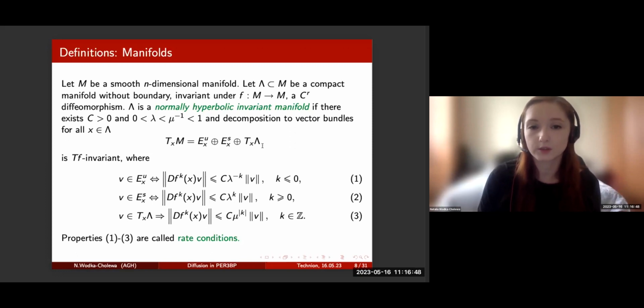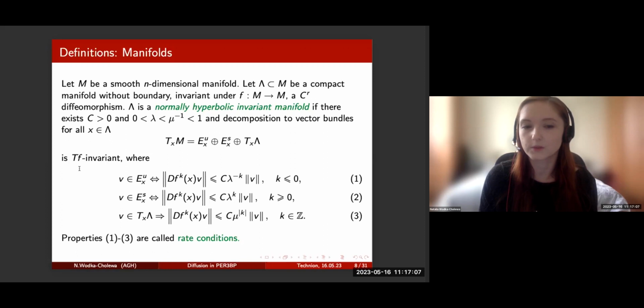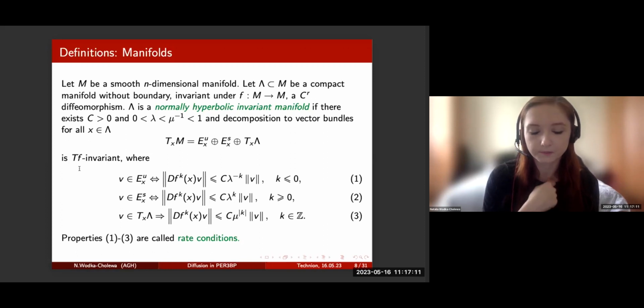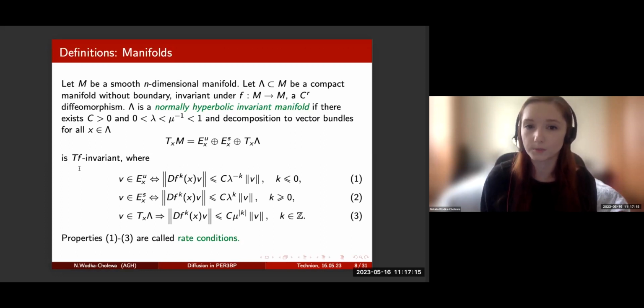The first one is connected to the unstable part. The second in the middle is connected to the stable part. And it's a direct sum of something like this. It's TF invariant. So if you take F in the manifold and do something with the point, it's still on these tangent vector bundles, you can still do this decomposition.